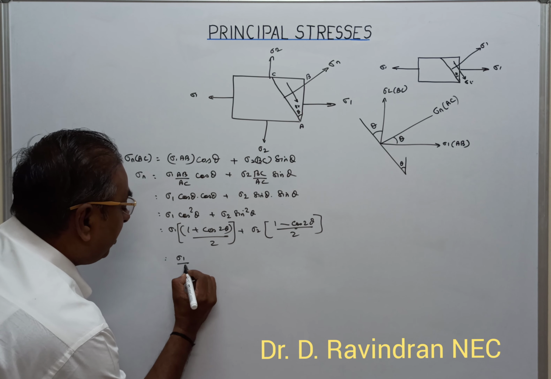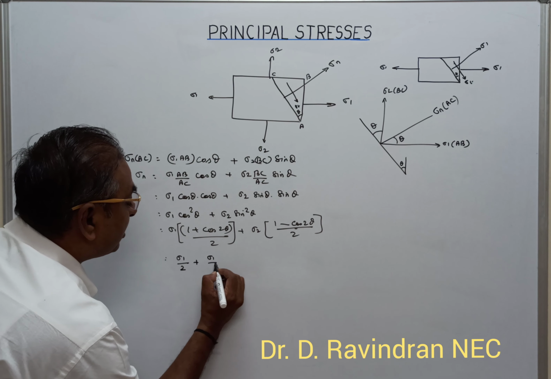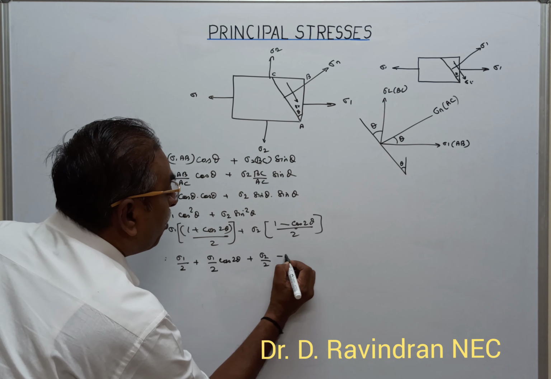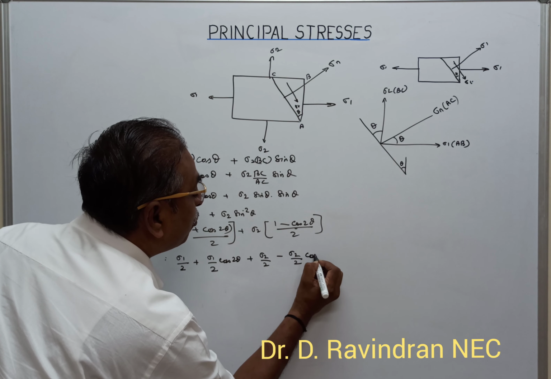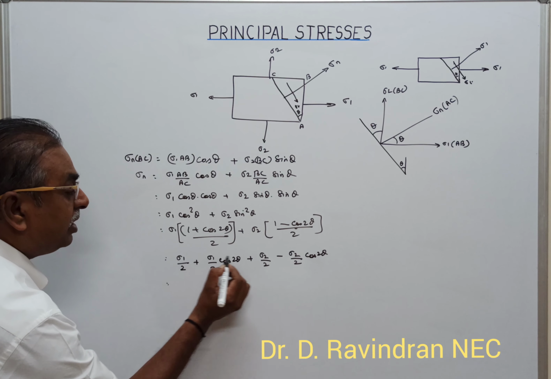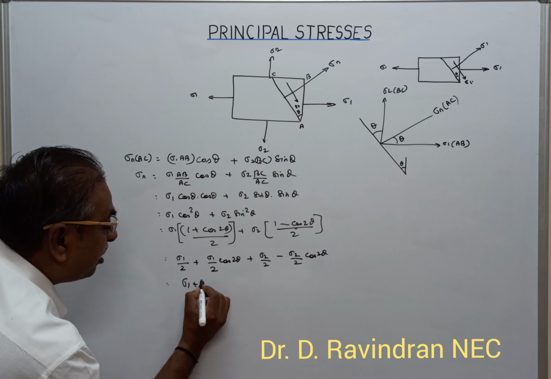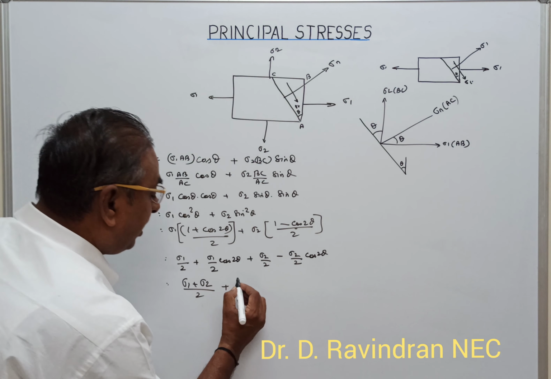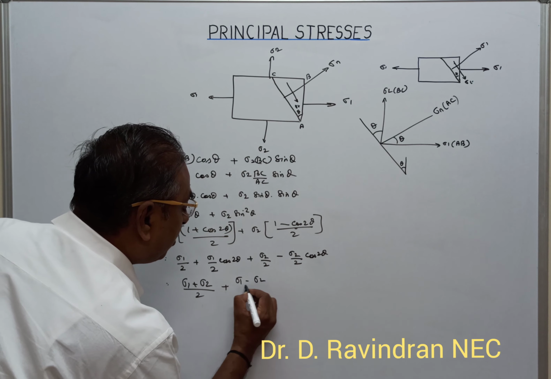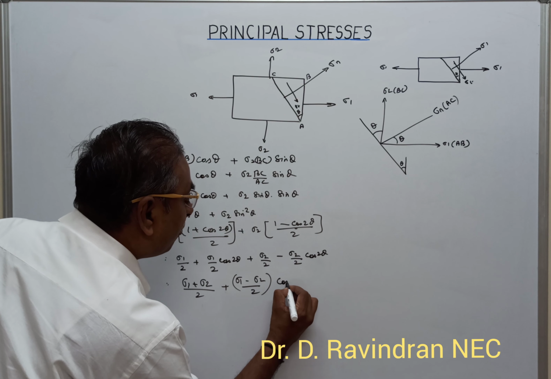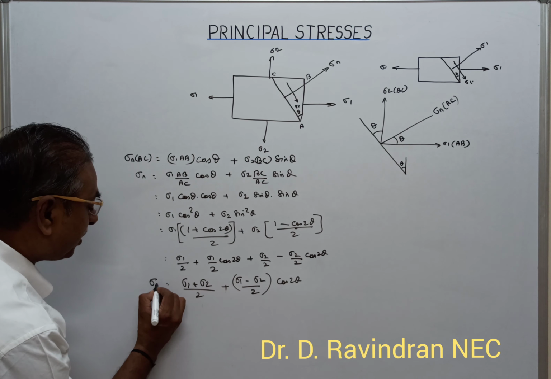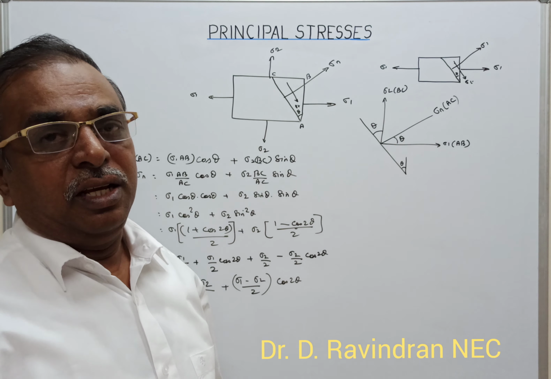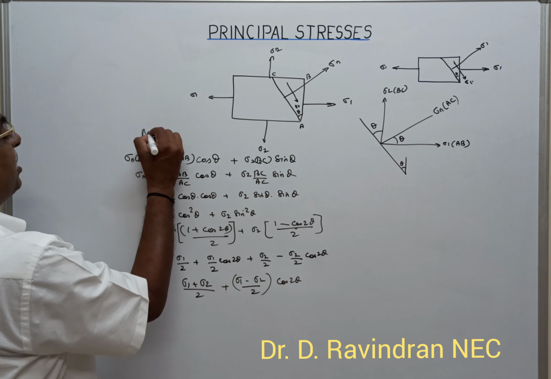Now this can be expanded: sigma 1 by 2 plus sigma 1 by 2 cos of 2 theta plus sigma 2 by 2 minus sigma 2 by 2 cos of 2 theta. Now these terms can be combined together: sigma 1 plus sigma 2 by 2 plus, when you take cos 2 theta outside, sigma 1 minus sigma 2 by 2 cos of 2 theta. So this is the expression for the normal stress when two directional stresses are acting over the member. So this is your normal stress.